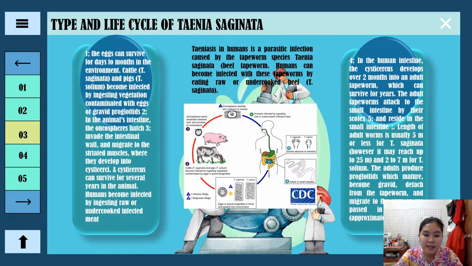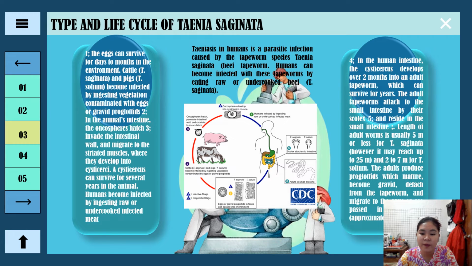Cysticercus can survive for several years in the animal. Humans become infected by ingesting raw or undercooked infected meat. Then fourth, in the human intestine, the cysticercus develops over 2 months into an adult tapeworm, which can survive for years. The adult tapeworms attach to the small intestine by their scolex.